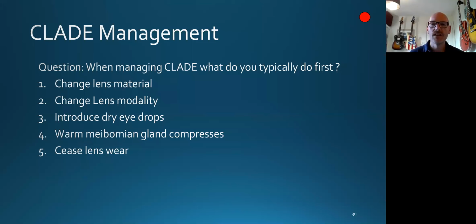So let's take a look. Introduce eye drops is a significant option there. Change lens material coming in second at 25%. Modality is considered as well. And then, so yeah, again, we're touching everything. A few people would cease lens wear. So we're really hitting each box there. So they're all relevant, but we're seeing that most of you, a significant proportion of you, would be reaching for some kind of dry eye drop.